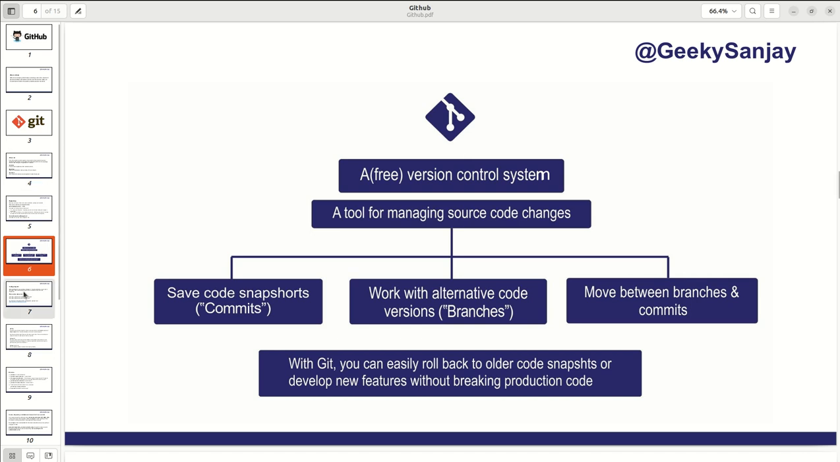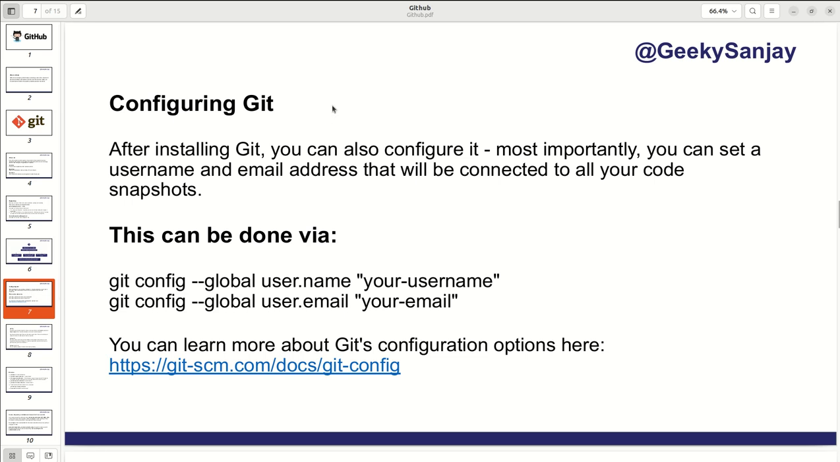Next we will go configure Git. After installing Git, you can also configure it. Most importantly, you can set a username and email address that will be connected to all your code snapshots. This can be done via git config --global user.name, your username, and git config --global user.email, your email. You can learn more about Git's configuration options here.